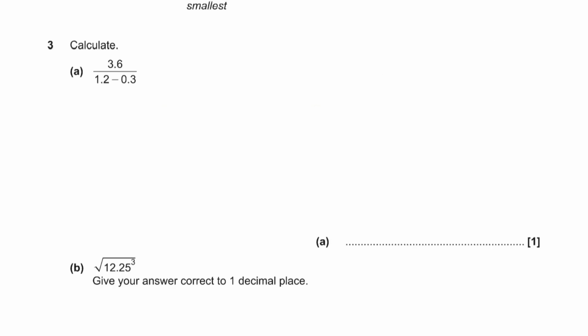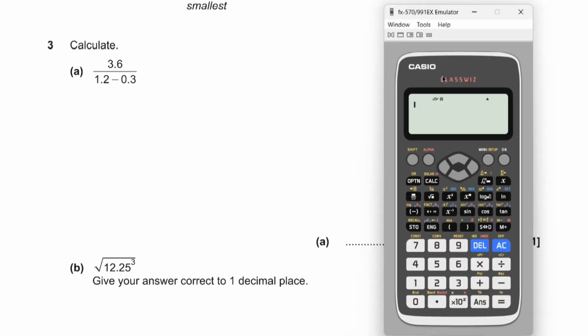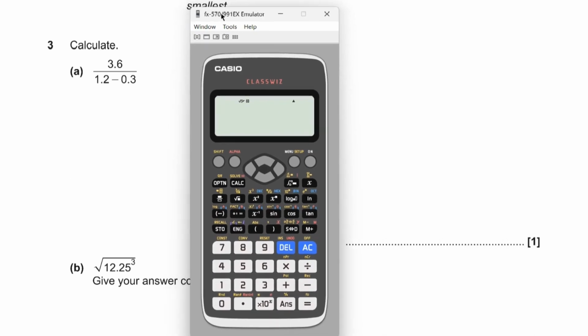Question number 3, Part A. We have to calculate 3.6 divided by 1.2 subtract 0.3. We can use our calculator to work this out. So, we have the fraction button, we've got 3.6 on the numerator, 1.2 subtract 0.3 in the denominator, we end up with 4.